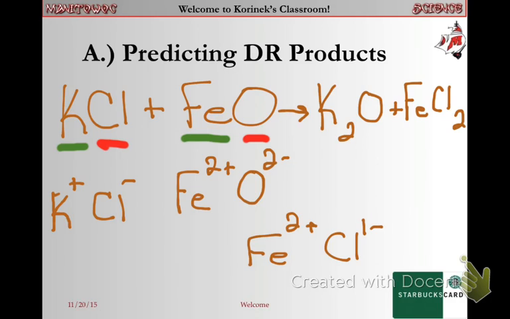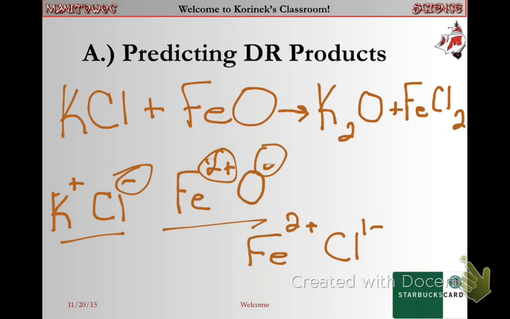I've just predicted the products. I've switched the partners. And in order to effectively switch the partners, I had to make sure that I exploded my reactants. So I opened them up, I looked at their charges, and I switched the ions.